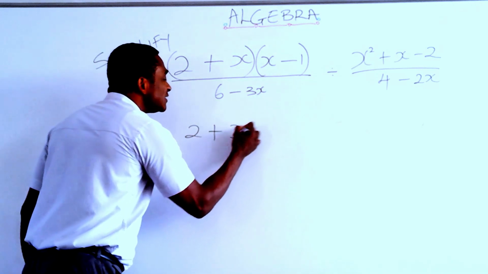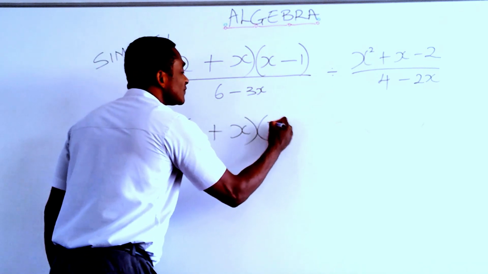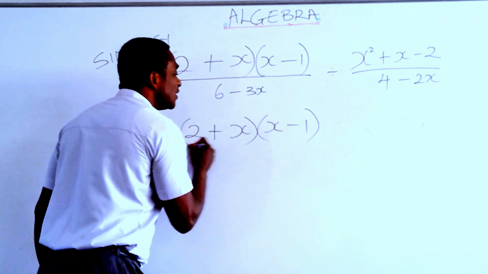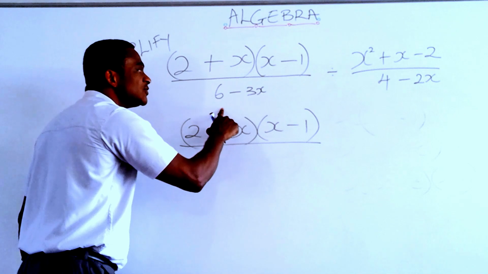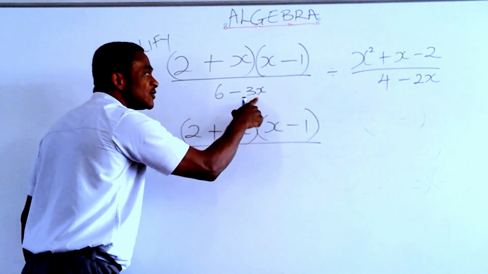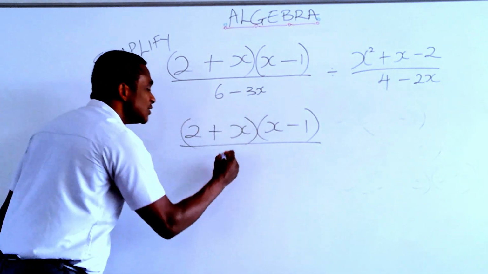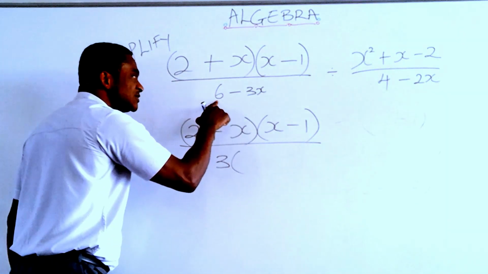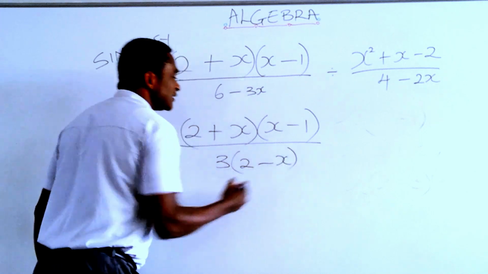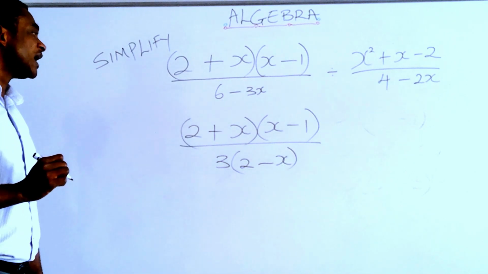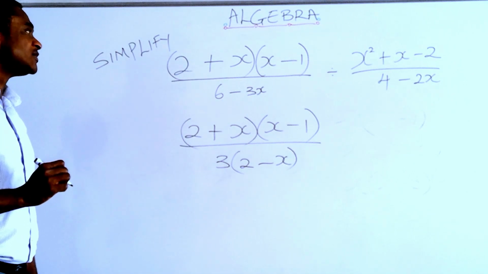Here we cannot do anything again, we keep that (x - 1) in the numerator. In the denominator, 3 is a common factor. 3 can go into 3x, and 3 can go into 6. So if we take 3 out, 3 into 6 gives us 2, 3 into 3x gives us x. So we have 3(2 - x).